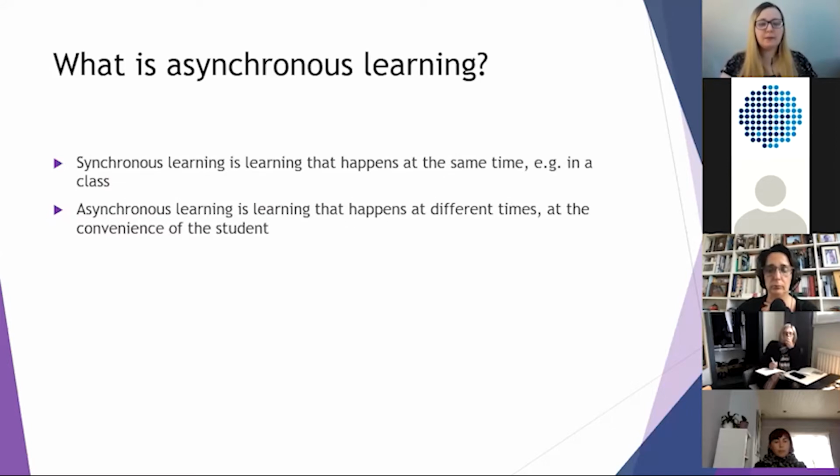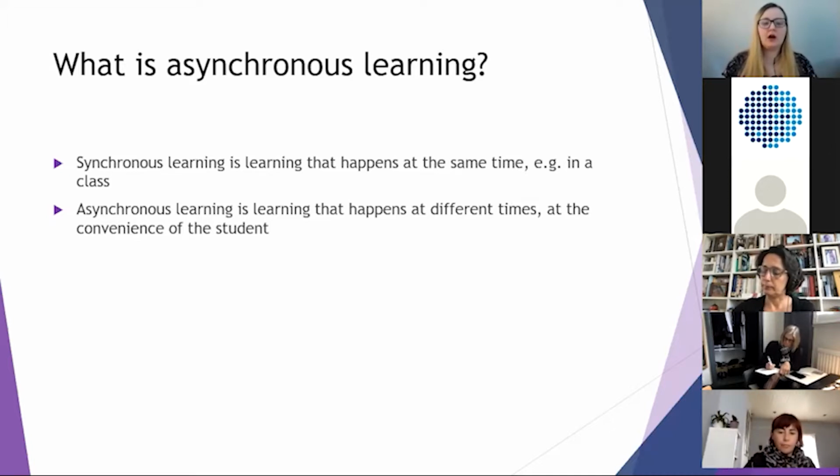Firstly then, what is asynchronous learning and teaching? Well, I think it's perhaps helpful to think first about what synchronous teaching is. Synchronous teaching is teaching that happens at the same time. So usually this will be in a classroom where everyone is sat together in the same physical space. Asynchronous teaching and learning, however, is teaching and learning that happens at different times. So this is essentially where students can work at their own convenience. It can all be done at different times and no one has to be in the same place.